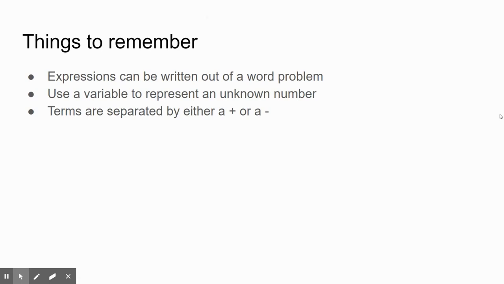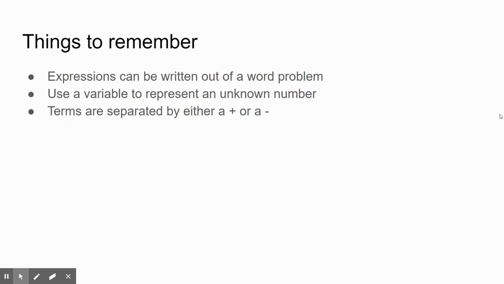So things to remember from this video. Expressions can be written out of a word problem. In the word problems that we looked at in this video, they're very, very simple. They're just literally telling you what the expression is going to be. In a more realistic situation, you'd have to look in more detail, and we might make a video on that at some point. Use a variable to represent an unknown number.